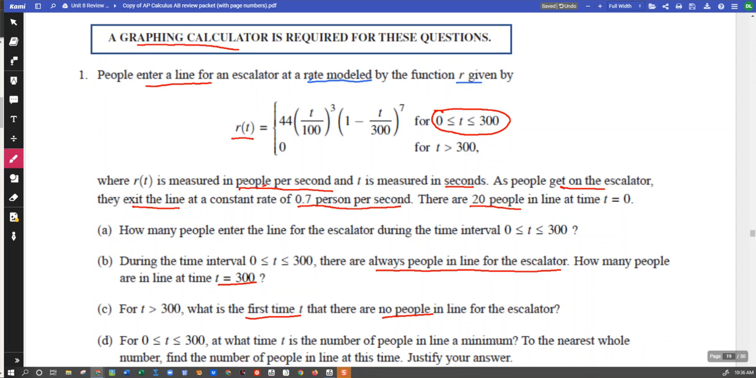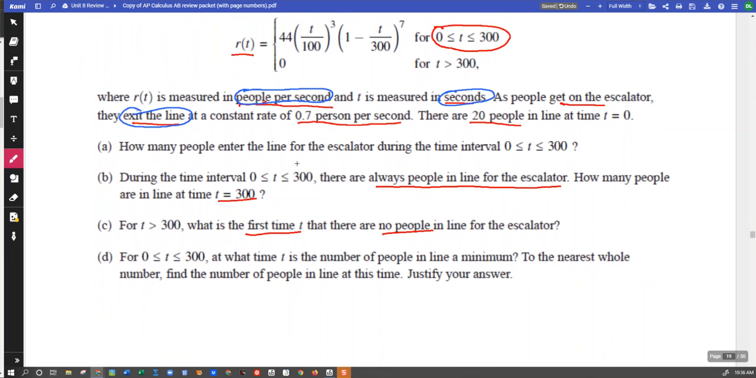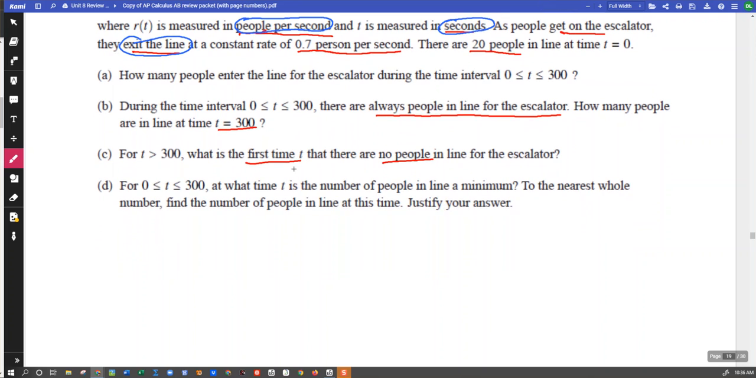It tells us that r is people per second, and t is measured in seconds. People get on the escalator, they exit the line at a rate of 0.7 persons per second. So how many people enter the line for the escalator at time interval 0 to 300?